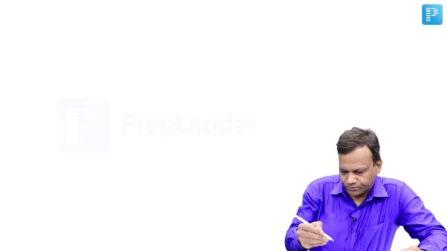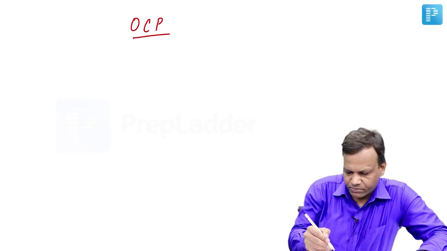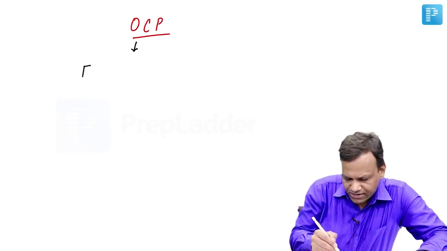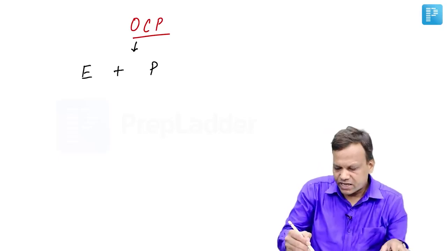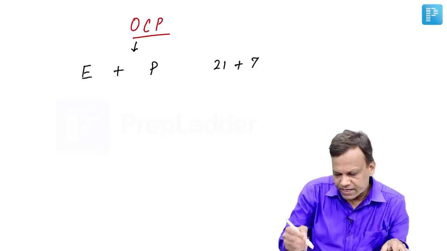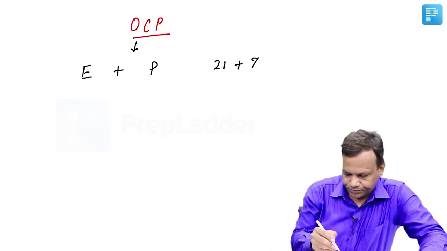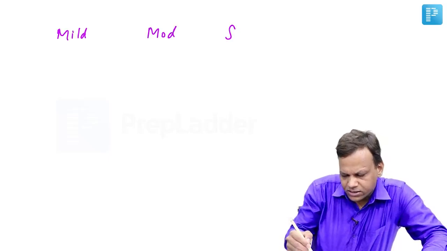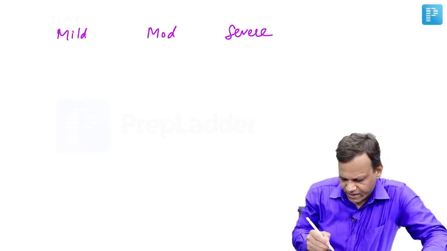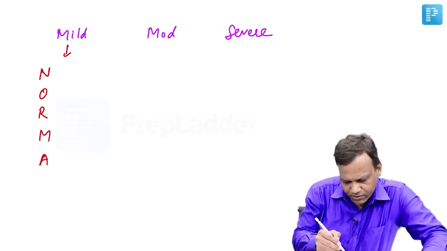Then the last thing is oral contraceptive pills. They can be used as a combination of estrogen plus progesterone, which is known as the combined oral contraceptive pill. They are given for 21 days and then there is a 7 day gap because the tablets do not contain steroids in that. Now, the adverse effects of oral contraceptive pills can be divided into mild, moderate and severe. Mild side effects usually occur, so we say they are normal.